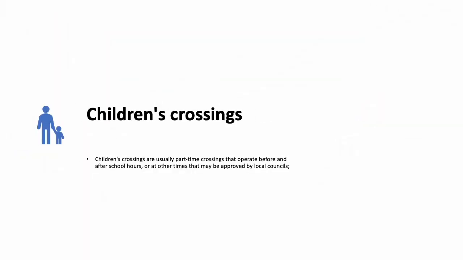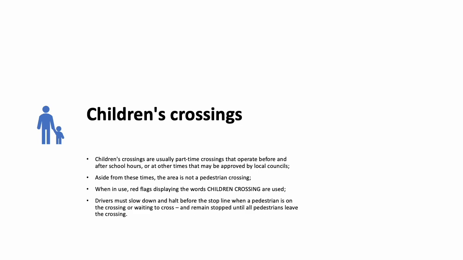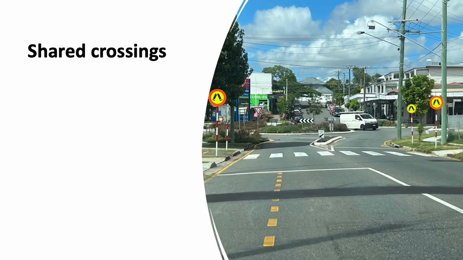Children's crossings are usually part-time crossings that operate before and after school hours or at other times that may be approved by local councils. Aside from these times, the area is not a pedestrian crossing. When in use, red flags displaying the words children's crossing are used. Drivers must slow down and halt before the stop line when a pedestrian is on the crossing or waiting to cross, and remain stopped until all pedestrians leave the crossing.